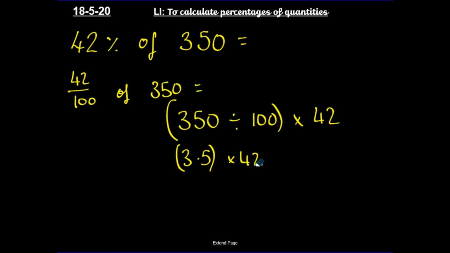3 times 42, as mentioned, is 126. A half times 42 is 21. So 126 plus 21 is going to equal, you said it, 147. So 42% of 350 is 147.